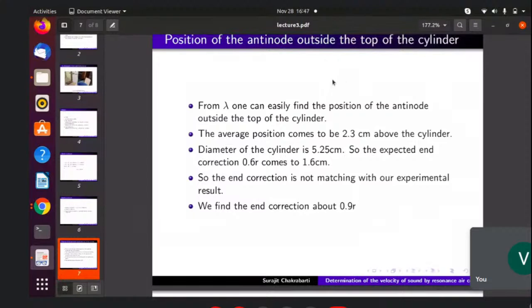So in Schwinger's calculation of 0.6 r, it was taken for granted that the ratio of the cylinder diameter to wavelength will be very, very small. But in our case, it is not like that. So I don't think that the 0.9 r end correction that I am getting is wrong. It is okay since the velocity of sound has come out correctly.